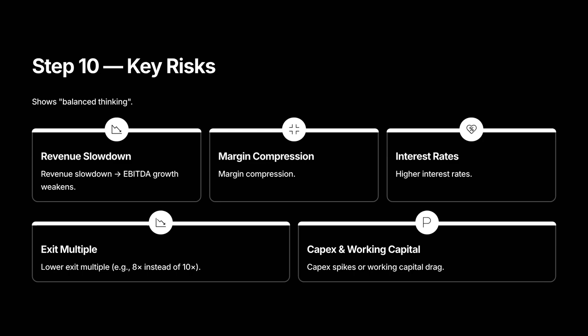Step 10. Key risks. Show balanced thinking. What if revenue slows? EBITDA weakens. What if margins compress? Cash flow shrinks. What if interest rates rise? Debt costs strain cash. And what if the exit multiple drops from 10 times to 8 times? Valuation falls sharply. This proves you understand both upside and downside.